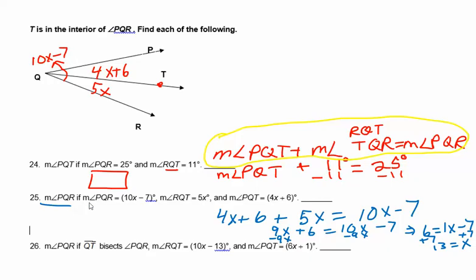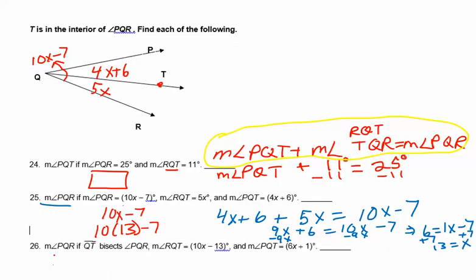The measure of angle PQR. And PQR is 10x minus 7. So we're going to find what is PQR when we know that it's 10x minus 7 if x is 13. So we have to replace x with 13. Take 10 times 13, subtract 7, and then you'll have your answer.